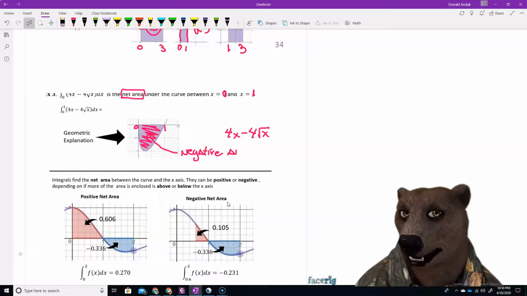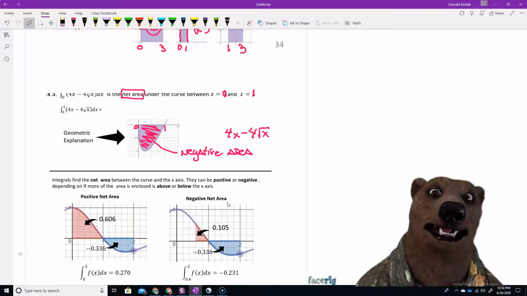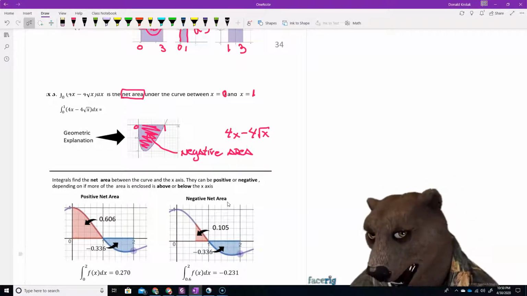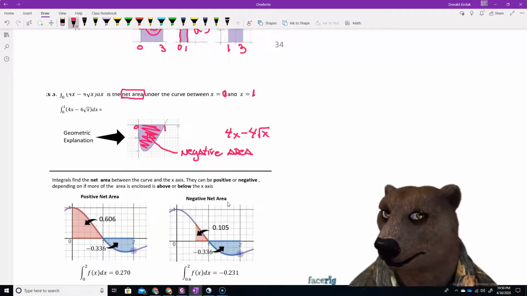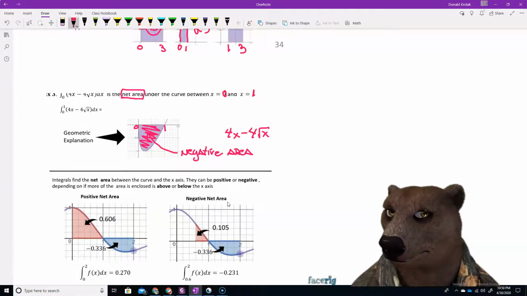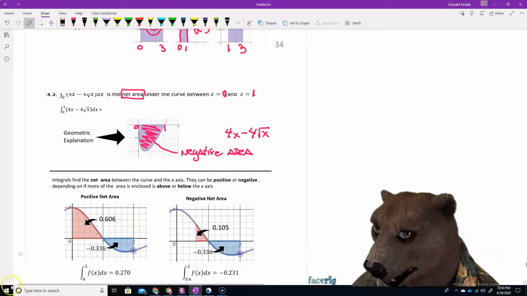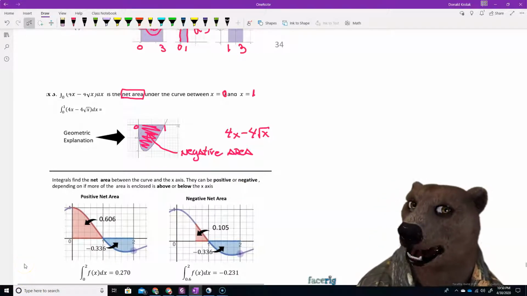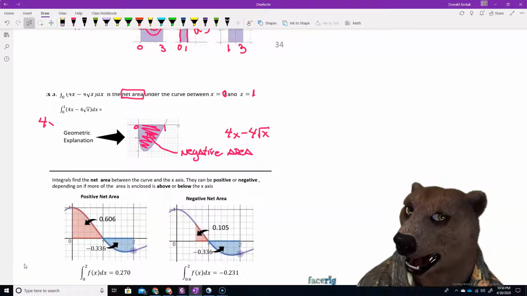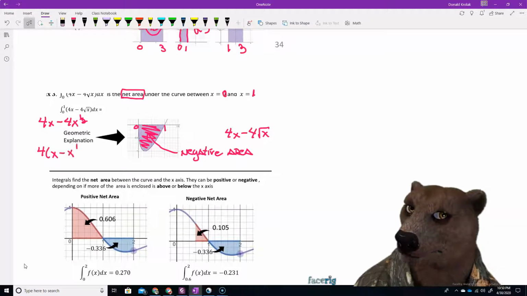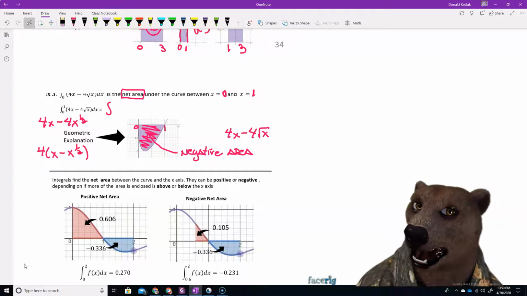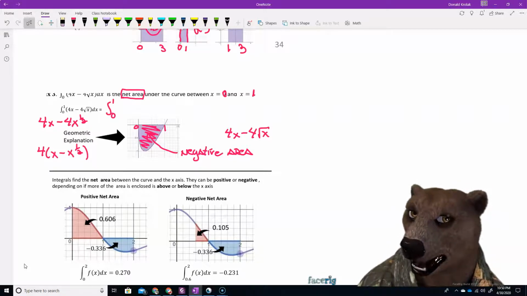When we talk about area, area can't be negative. It wouldn't make sense. The negative just indicates that the area is under the x-axis. That's all the negative means. So let's take a look at this. We're going to integrate it. I'm going to rewrite 4 root x as 4 times x to the 1/2, and then I'm going to factor out that 4. So this integral, now we call it a definite integral.